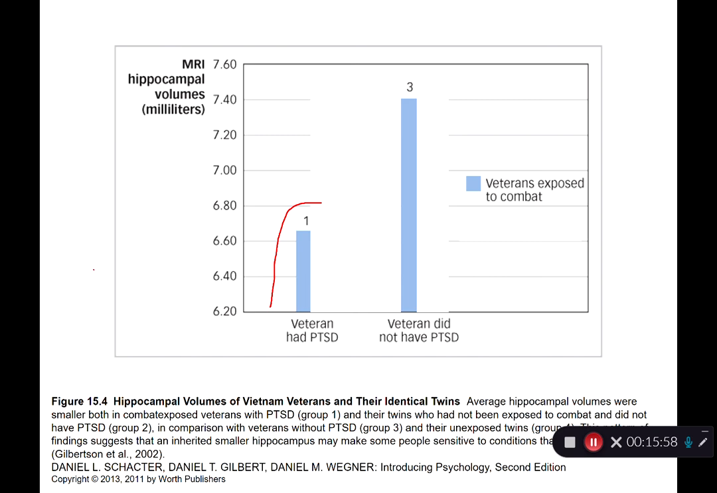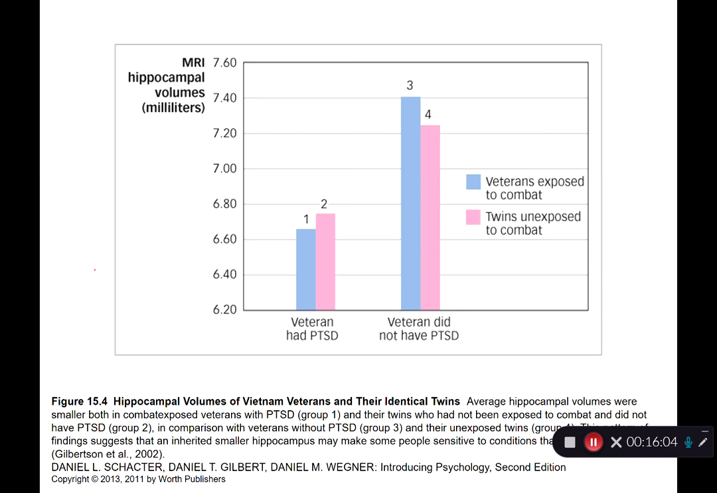Now this study is very neat because it is a twin study. These individuals had identical twins, monozygotic twins, and they're represented with the pink bars. They also measured the size of the hippocampi for those individuals.